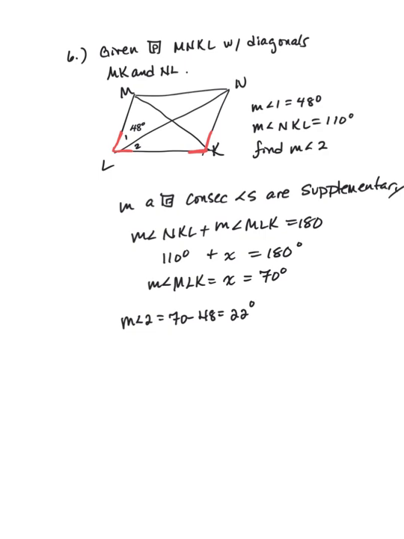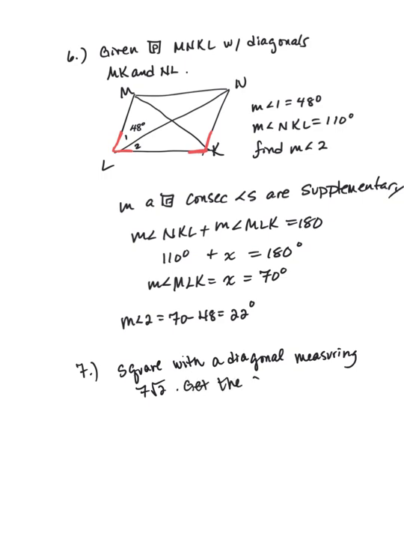Let's do one with a square. So in the last video, I said sometimes there could be hidden special right triangles. So I have a square with a diagonal measuring, I'll be nice to you, 7 rad 2. Get the perimeter. Or I could say get the area. How's that? Get the area. Why not, right? Doesn't matter.